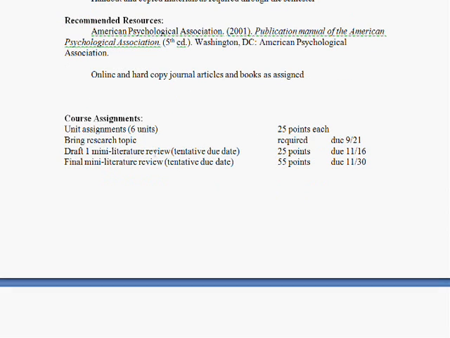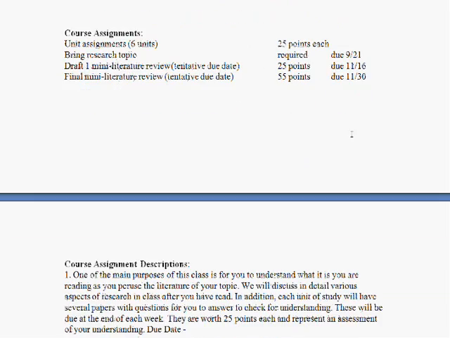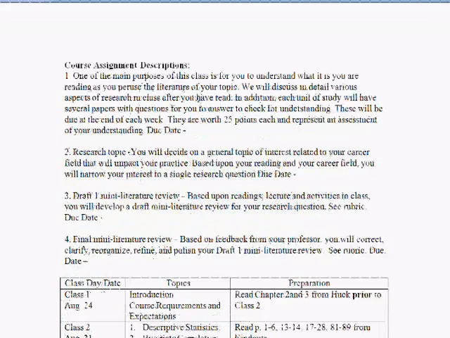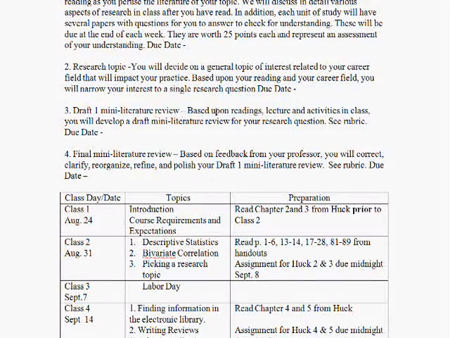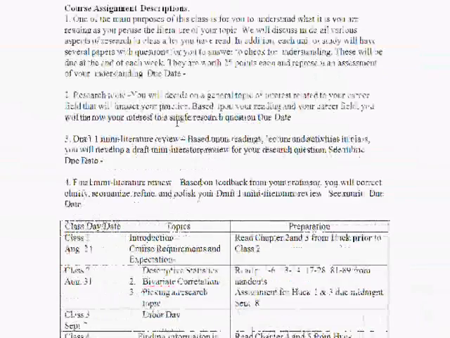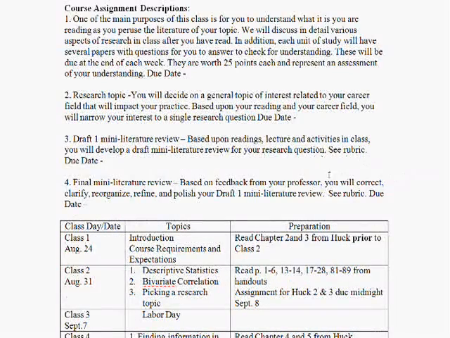For the lit review, there's a rough draft that will be due November 16th, and the final draft is due November 30th. Those mini lit reviews tend to be 10 to 12 pages long and have about 10 to 15 sources. As you can see in the course assignment descriptions, what all is involved in these. Those reading assignments are worth 25 points. The draft 1 mini lit review is worth 25 points, and the final draft is worth 55. There's also a rubric that will come with those, so you can have some idea what we'll be looking for.